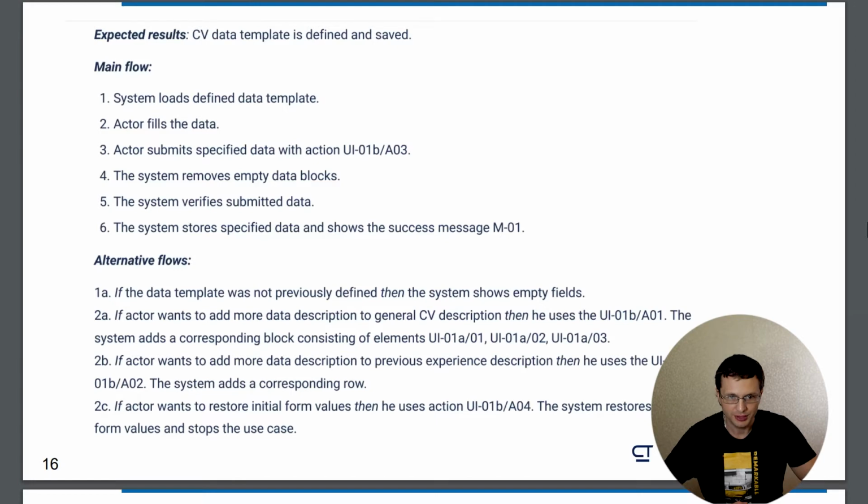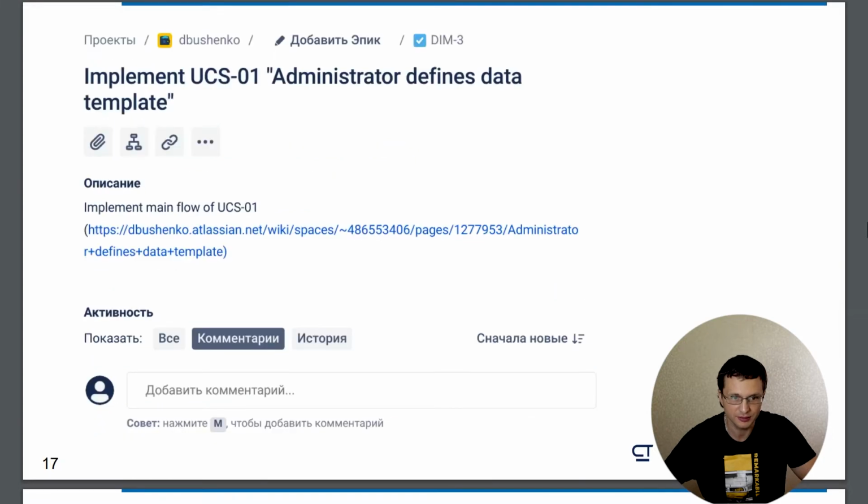Now let me show you a small example. Have a look here. This is a Confluence page containing a detailed description of the use case "administrator defines data template". It is detailed and fully describes everything the developer should implement. Just have in mind that it references some other requirements, such as forms descriptions. That's why no forms are shown here. Now, if you want to set a task for the developer, we have to literally write him "implement this use case". As simple as this.